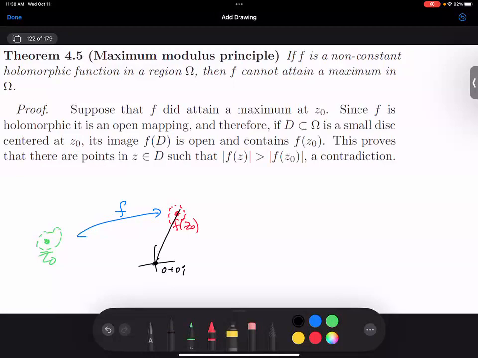If f of z naught happens to be 0, then the proof is even easier. Go in any direction. But because it's an open map, I can go a little bit further, and I'll be a little bit further from the origin. Okay?